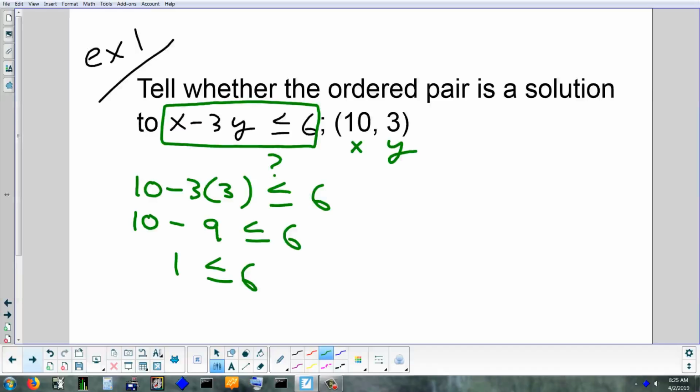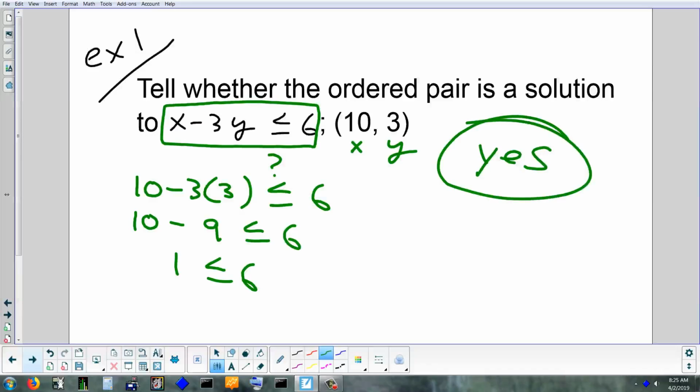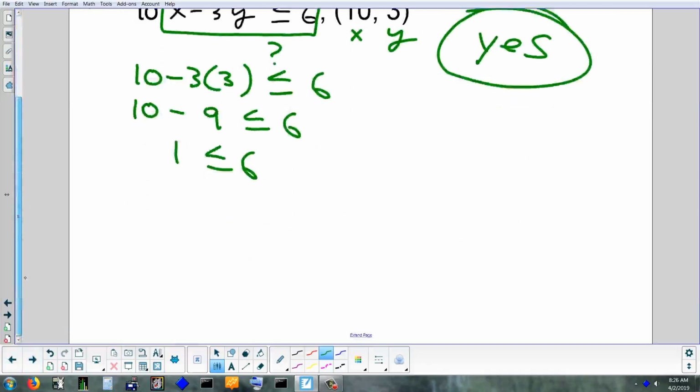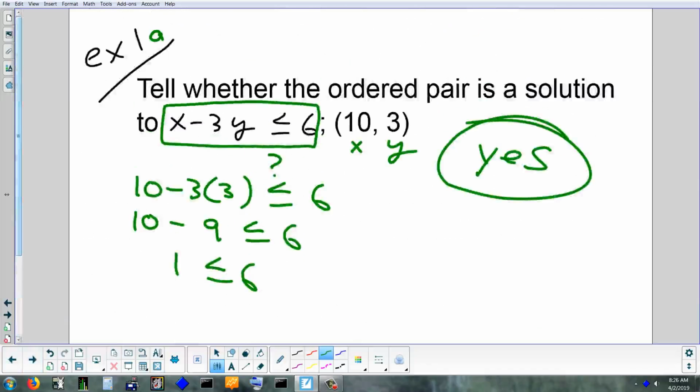Yes, exactly. Tell whether the ordered pair is a solution. The answer here is yes. That is a solution. Plug the numbers in and say yes or no. If it's true, say yes. If it's not true, say no. Do we have one that's no? We don't.